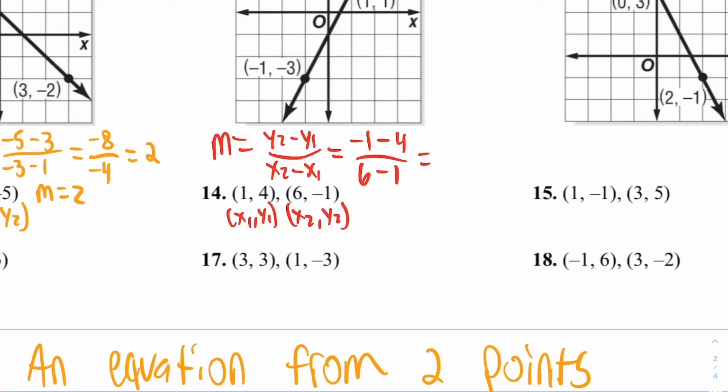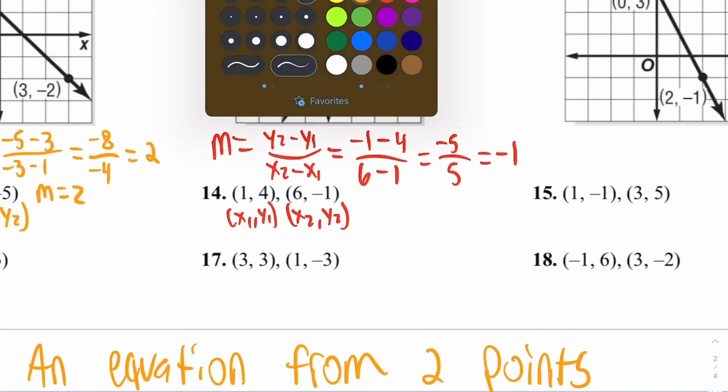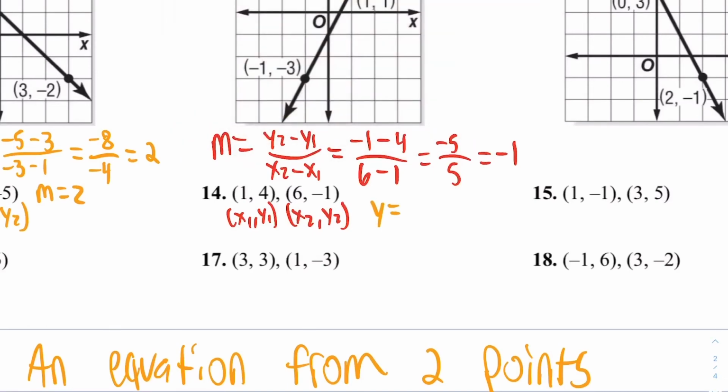We have two negatives on top, -1 and -4. Together they'll make a -5. On the bottom I just have 6 minus 1 to get 5. My final slope is -1. So let's write that equation. Y equals -1x plus b.